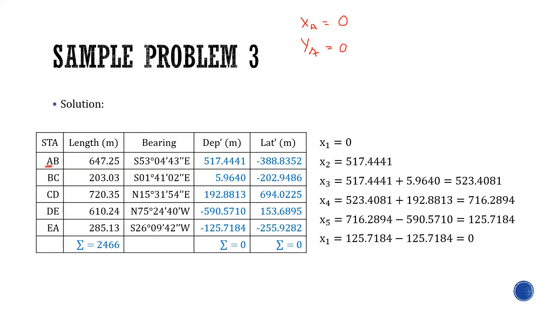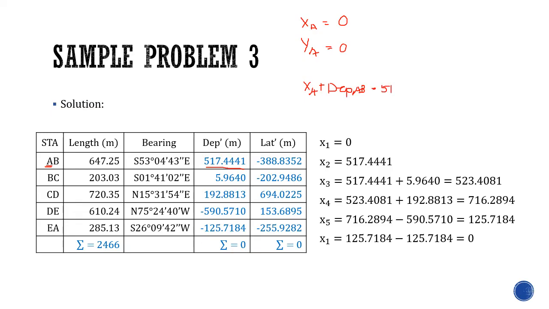Okay, so anyway, so ano lang naman, no? And the departure of AB is 517.4441. Ibig sabihin yan, from A, nag-move ka 517.4441 meters papunta ng east para makarating ka sa B. Ano ngayon yung x-component ng B? Or sorry, ano ngayon yung x-coordinate ng B? Edi basically, that is XA plus the departure of AB.